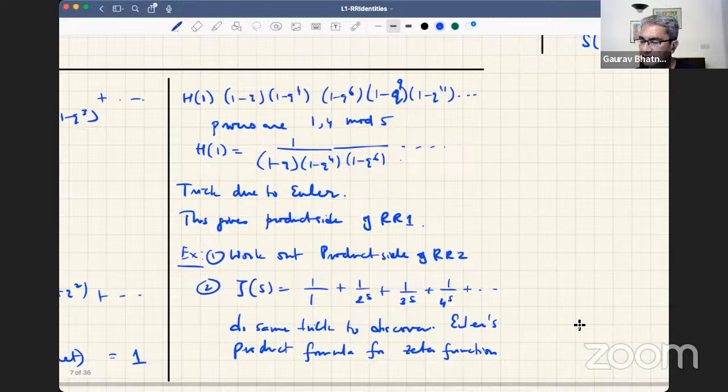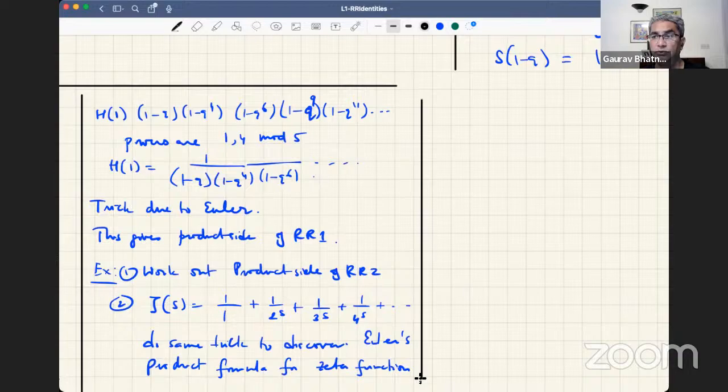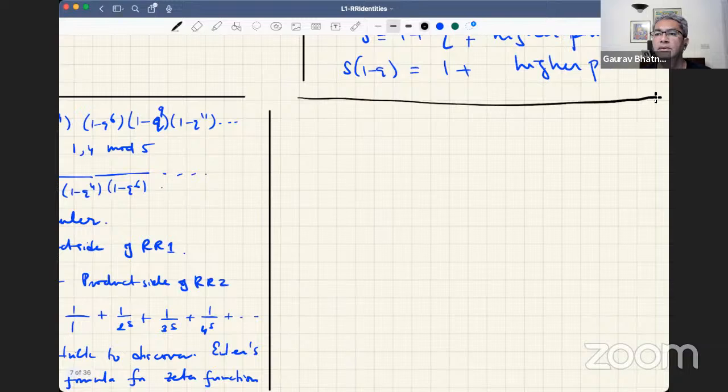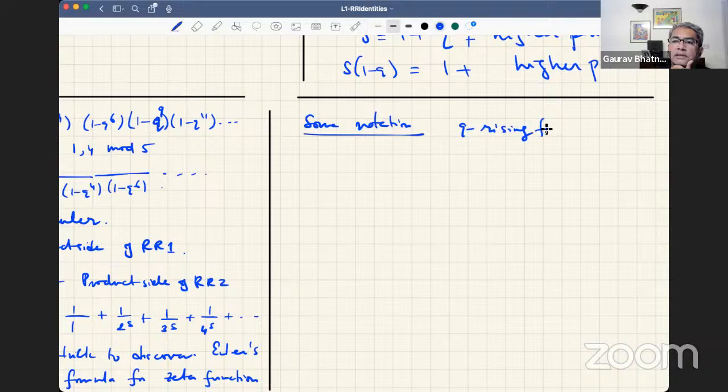Great. We almost figured out how exactly Ramanujan could potentially have discovered the Rogers-Ramanujan identities. I just want to show you some notation which will be useful later on. This is called q-rising factorials. When you open Ramanujan's notebooks, you see a lot of this notation. We will need to at some point learn this.